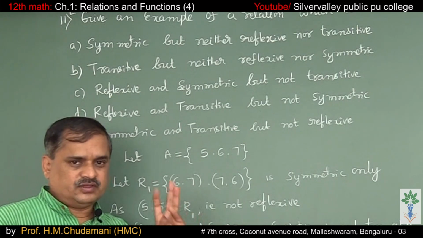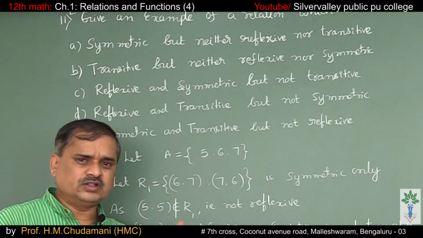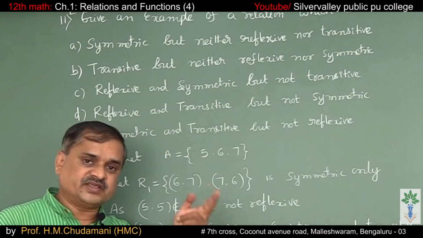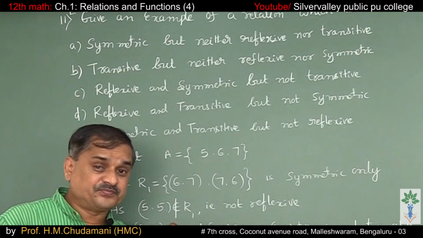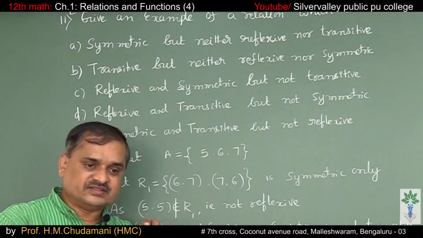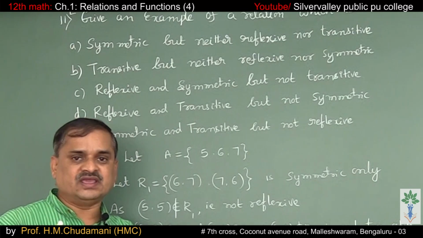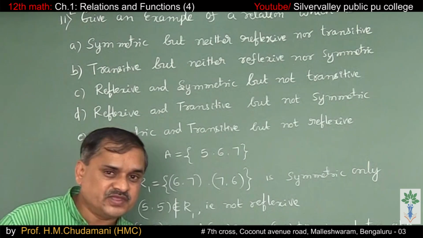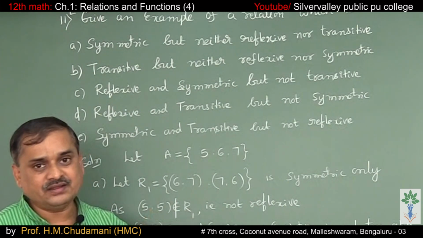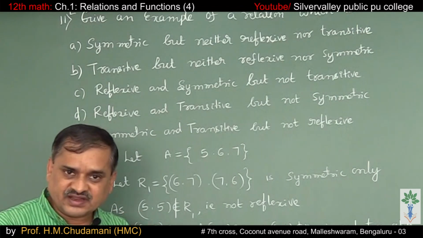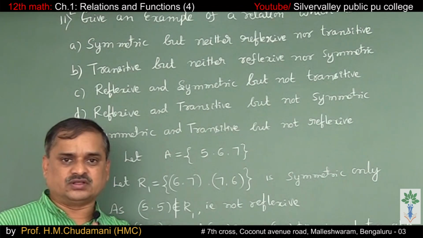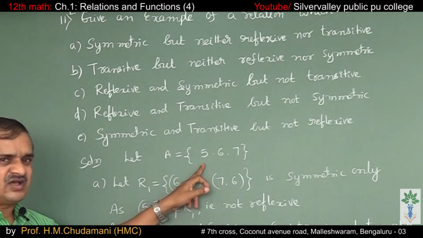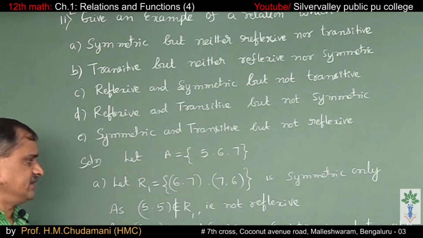Please listen, if it is to be reflexive, for all the elements of the set A, (a, a) belongs to the relation. If it is to be symmetric, if (a, b) belongs to R, then (b, a) belongs to R. Transitive means if (a, b) belongs to R and (b, c) belongs to R, then (a, c) belongs to R. This is the definition we know. Let us take a set as, instead of 1, 2, 3, let me take 5, 6, 7.